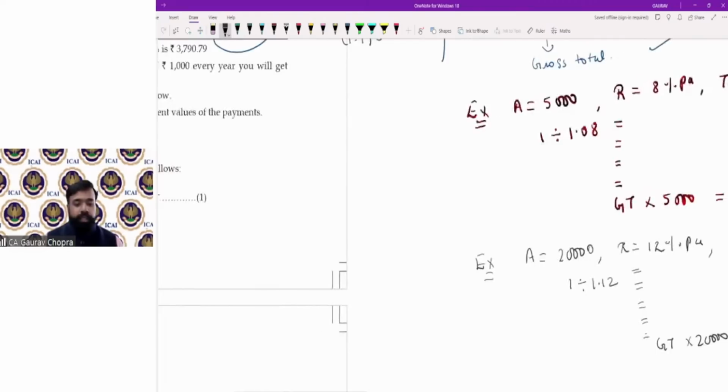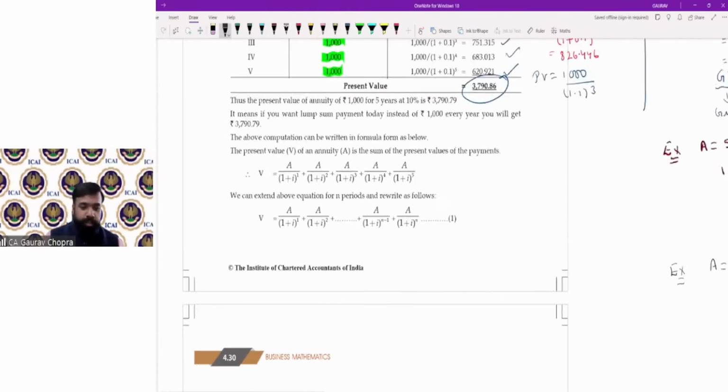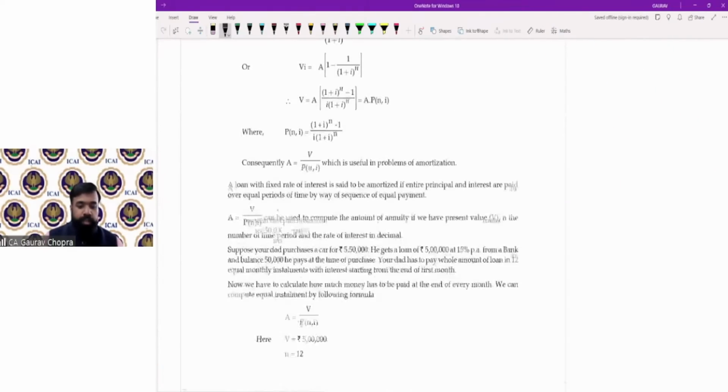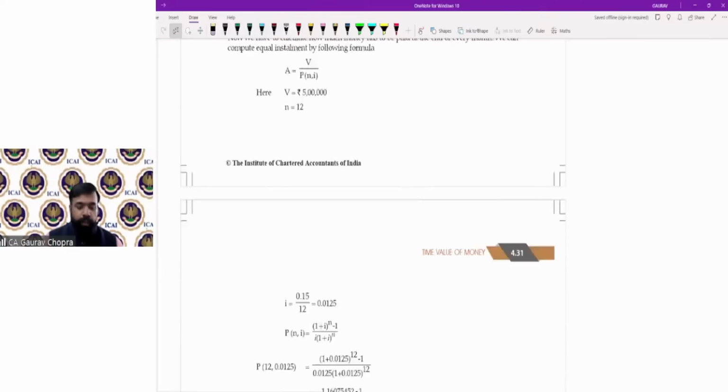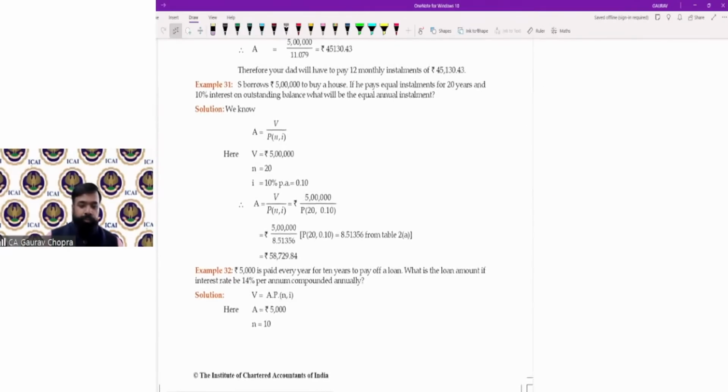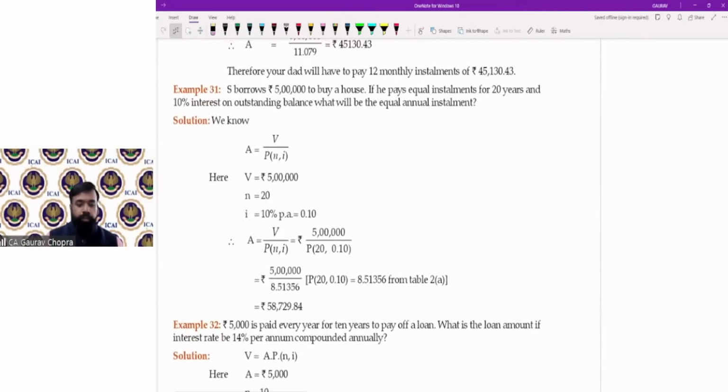So now this is understood. Now let's move towards some of the examples. 31. Now, this 31 says, S borrows rupees 5 lakh to buy a house. S ने borrow किया है कितना? 5 lakh to buy a house. If he pays equal installment for 20 years.